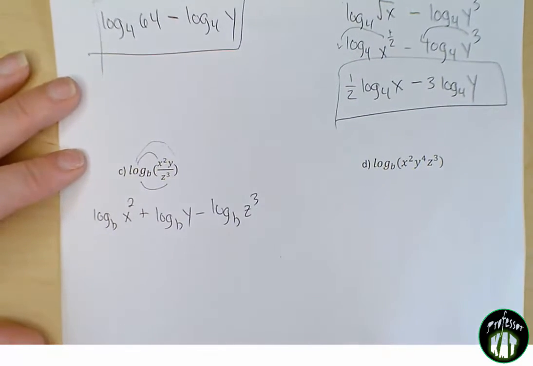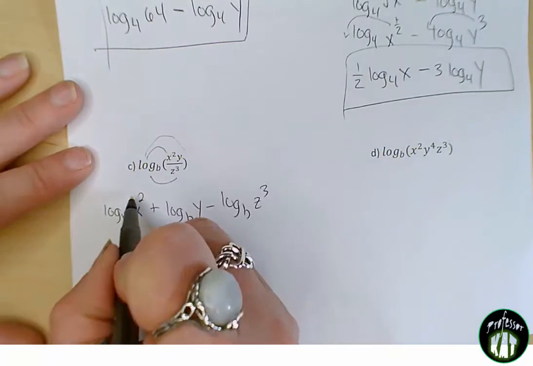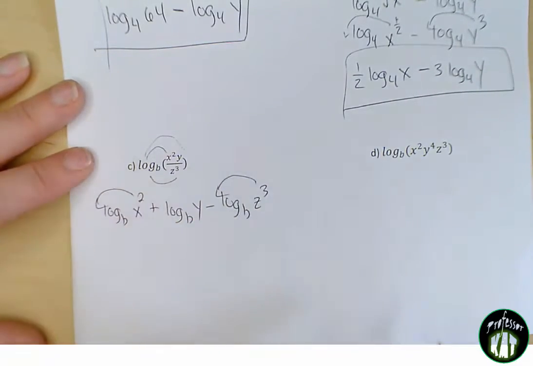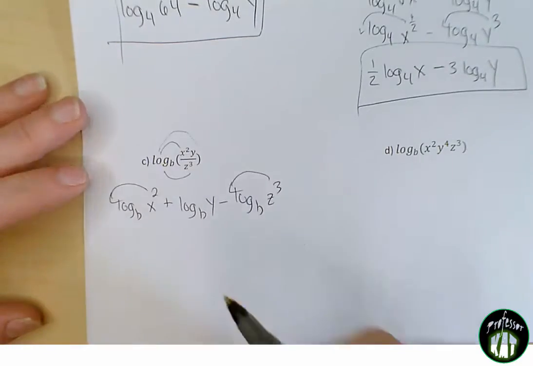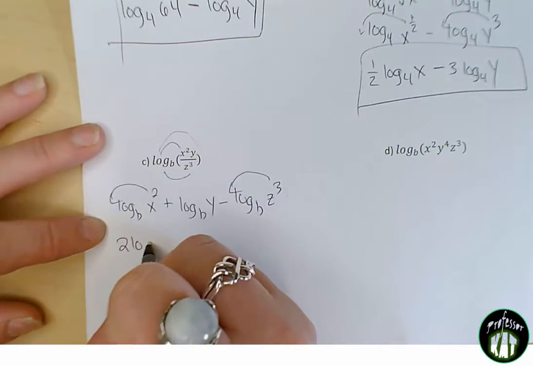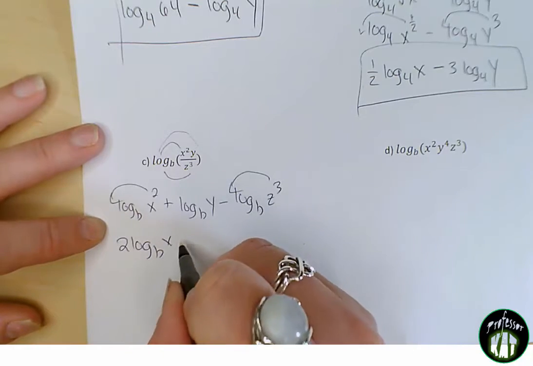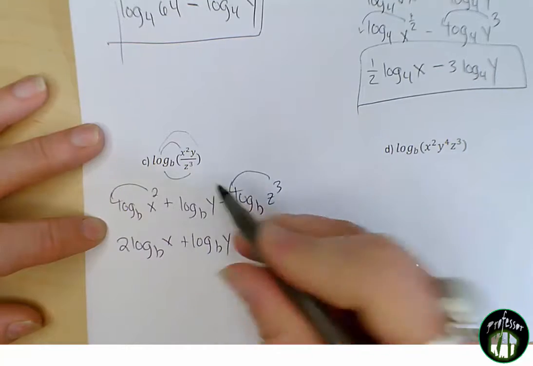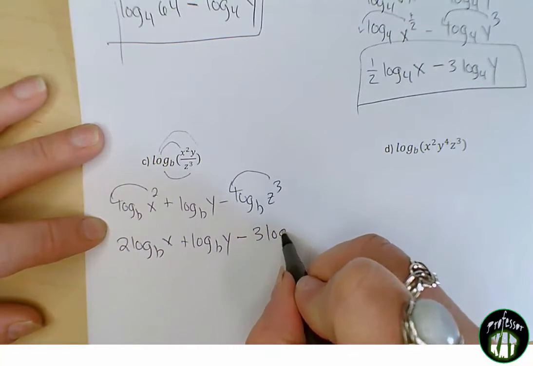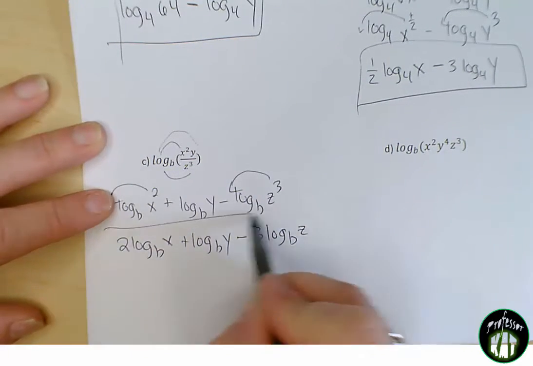The last thing to take care of is any exponents. We do have two exponents, so we will use the power rule to bring those down in front as a coefficient. So this is now going to look like 2 log base b of x. The middle one here is just going to drop down. There is no exponent there. Minus a 3 log base b of z.